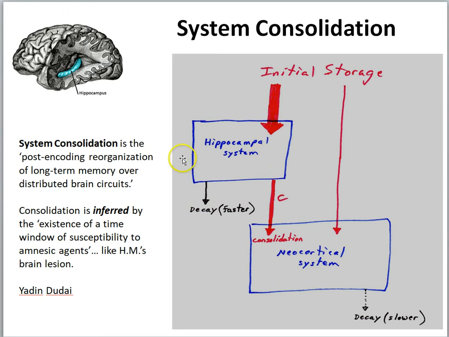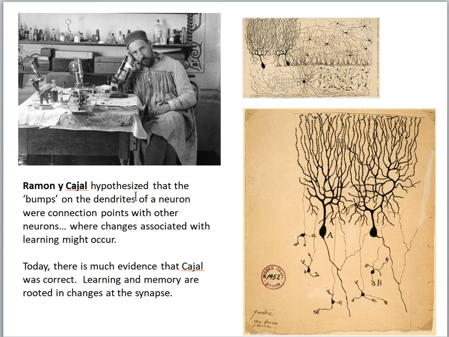The idea that there are biological changes that underlie learning and memory goes back a long time, all the way back to the pioneering work of Ramon y Cajal, who hypothesized that the bumps on the dendrites of a neuron were connection points with other neurons, where changes associated with learning might occur. And of course, today there is much evidence that Cajal was correct. Learning and memory are rooted in changes at the synapse.